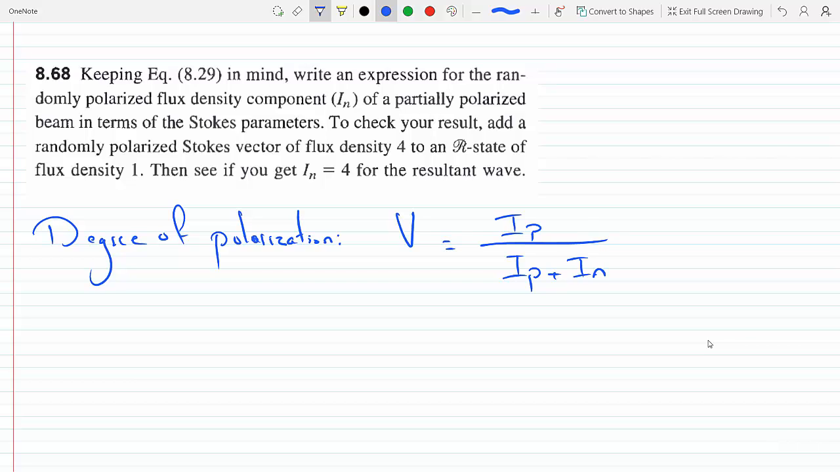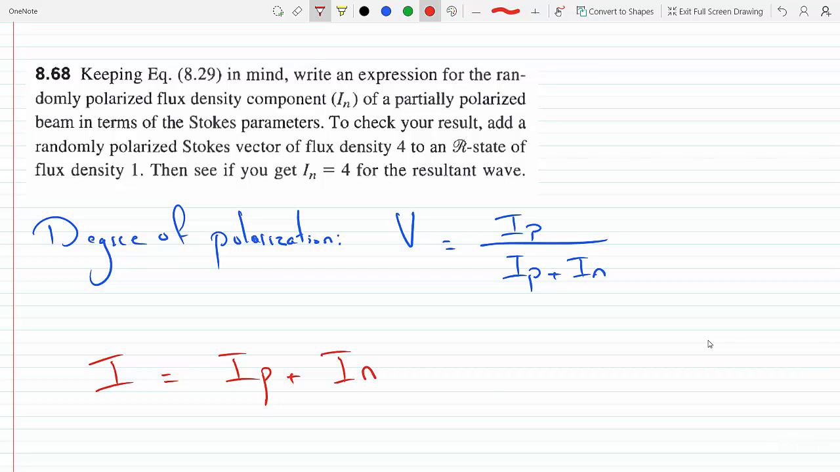Okay, and considering that expression, we need to write an expression for the randomly polarized density component, IN, of a partially polarized beam in terms of Stokes parameters. Okay, so let's do that. We know that the sum of IP and IN is the incident radiance. So I is the sum of IP plus IN.